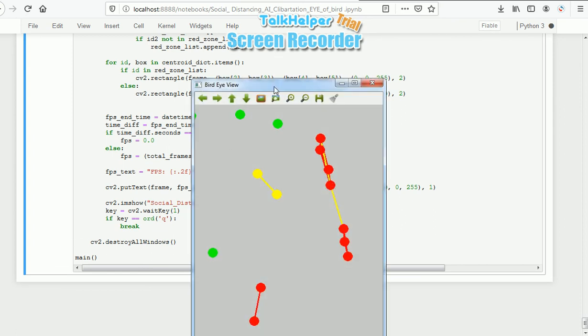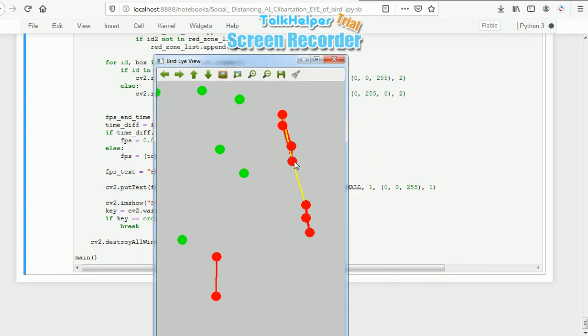As we see, we have a bird's eye view as I told, and we will calculate the distance between them. We see that all these persons here are close and they are at risk, and these persons are far and they are not at risk.